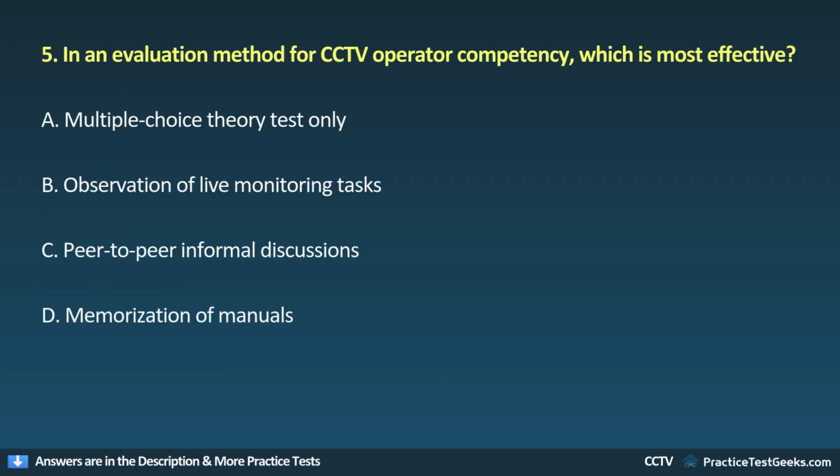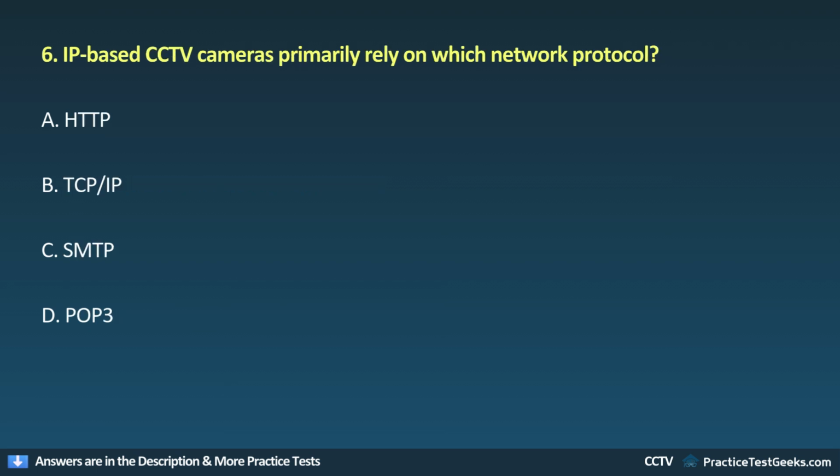5. In an evaluation method for CCTV operator competency, which is most effective? A. Multiple choice theory test only. B. Observation of live monitoring tasks. C. Peer-to-peer informal discussions. D. Memorization of manuals.